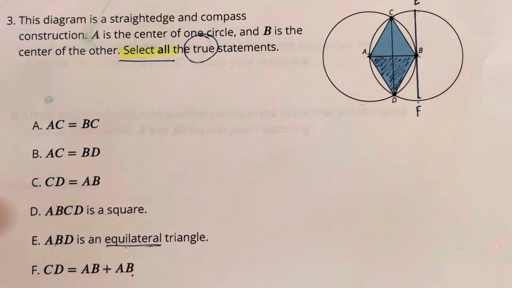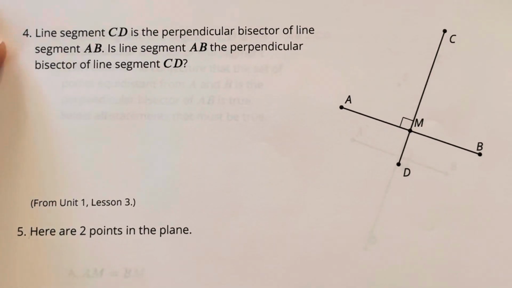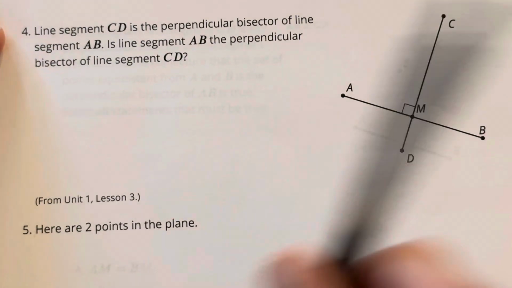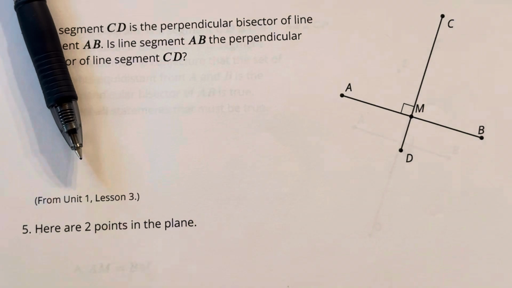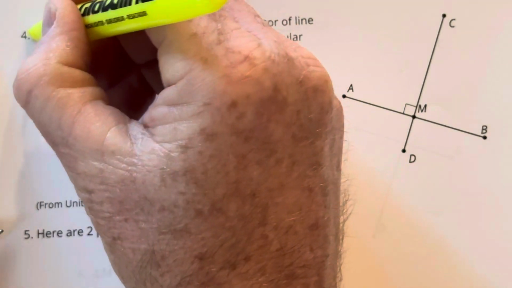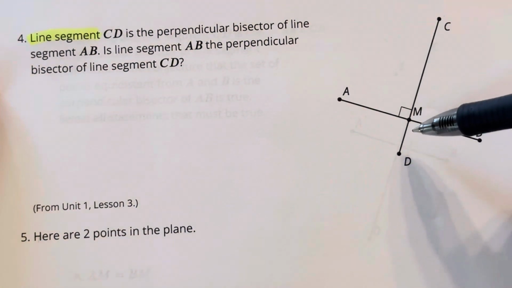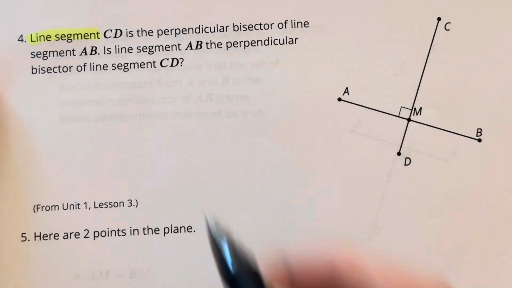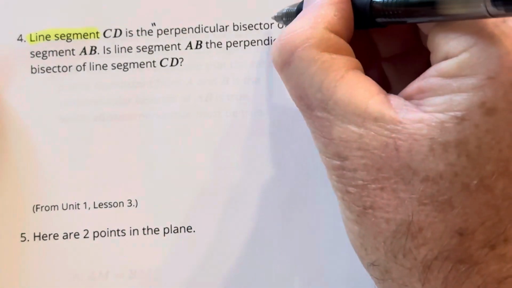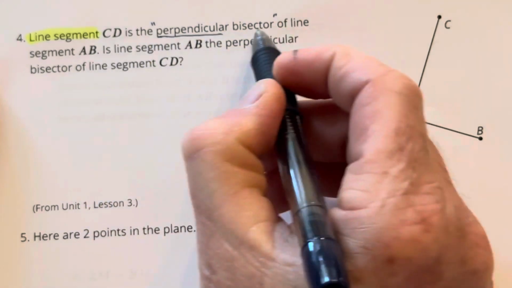All right, there's 3 for you. At 9 minutes, pretty good pace here. Let's go to number 4. Line segment, that's a keyword. Remember, line segments have a starting and ending point. So line segment CD is the perpendicular bisector. Might want to underline that.